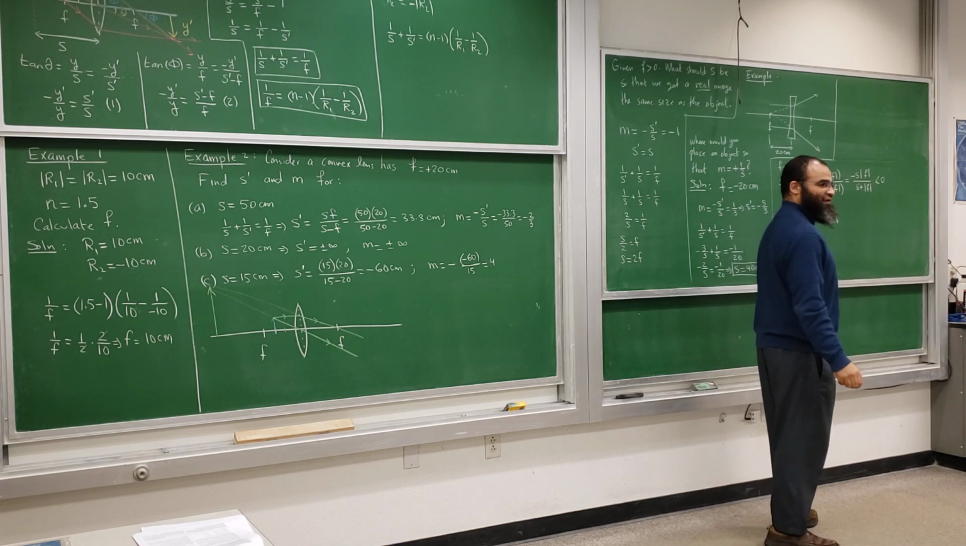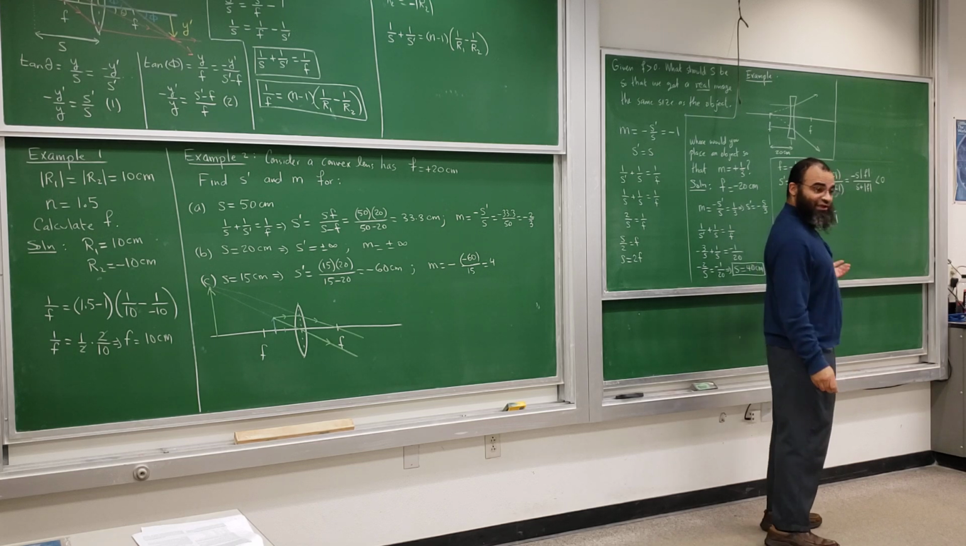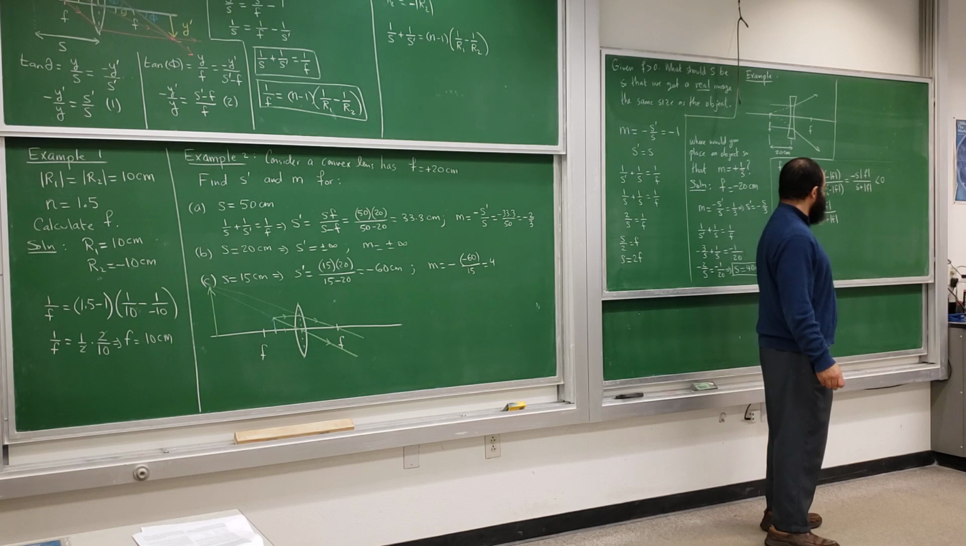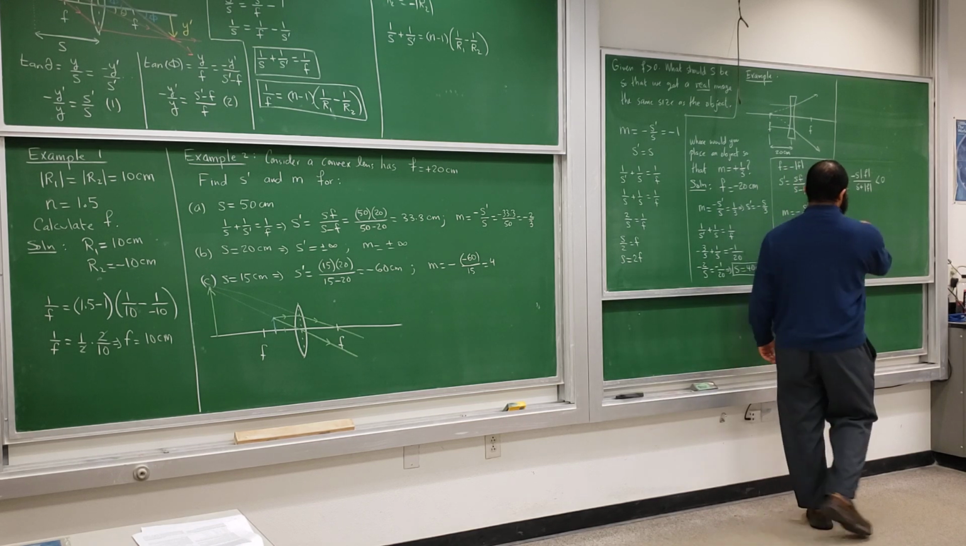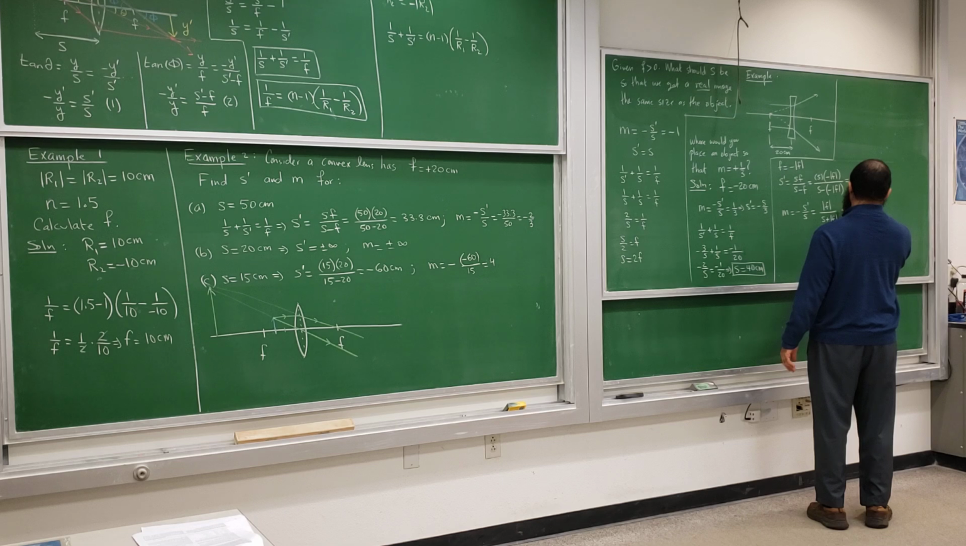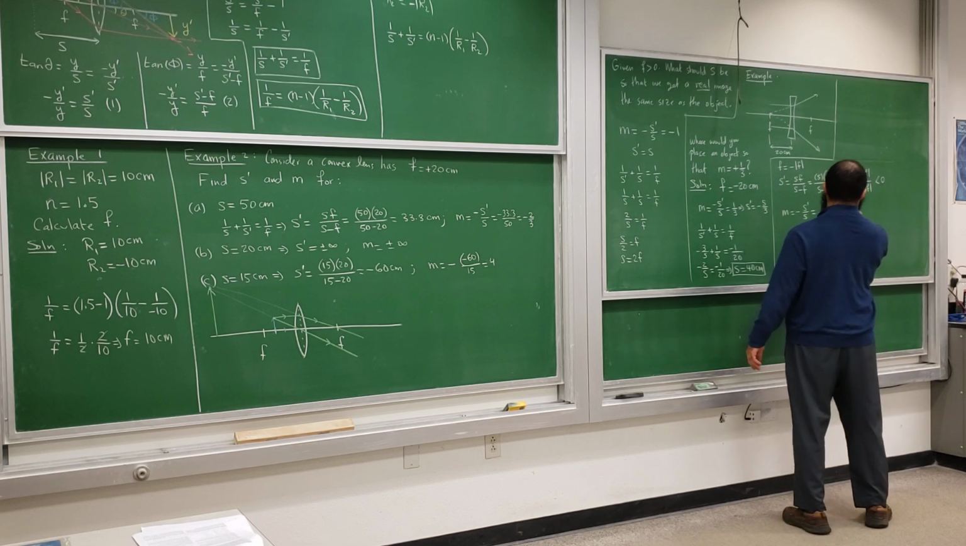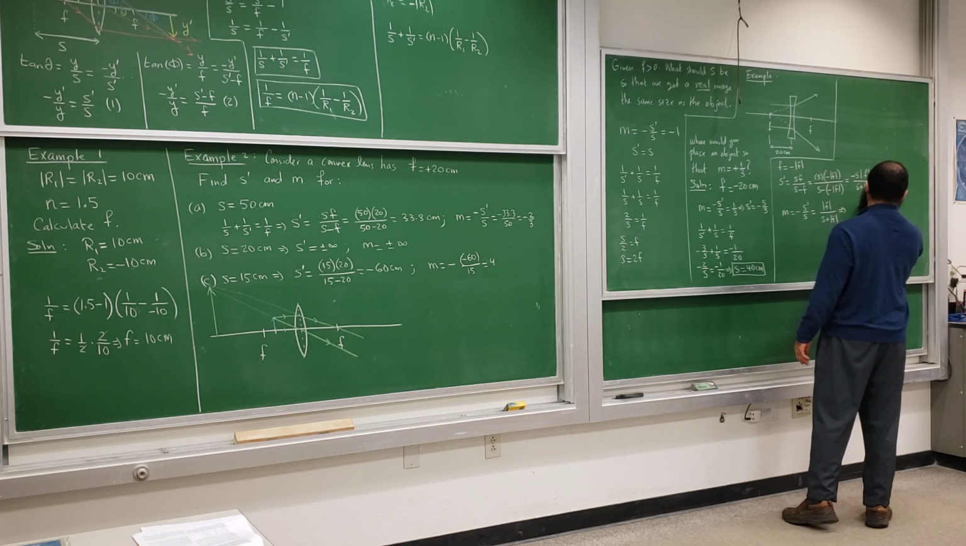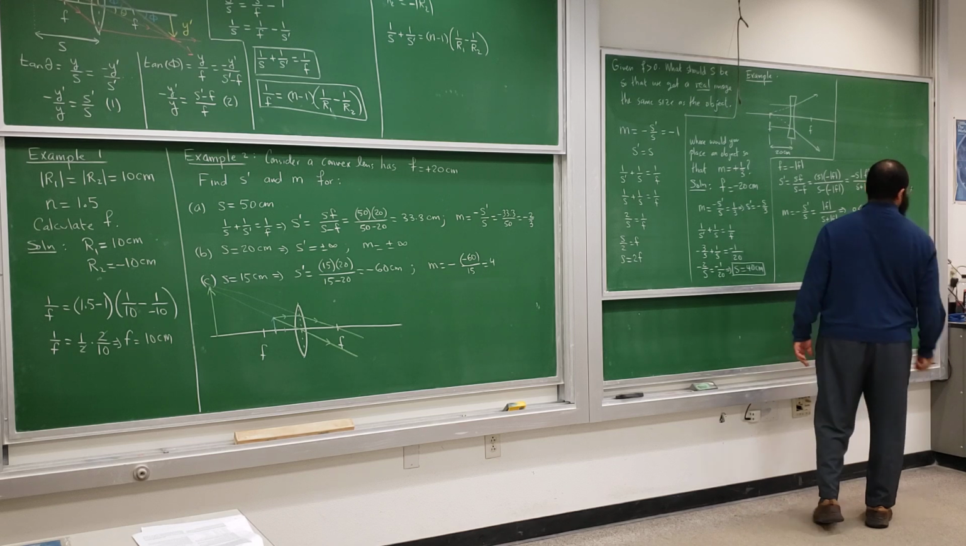Is this positive? Yes, it is, right? It's positive. So the magnification is always positive, so that means it's upright. Is it larger or smaller? Is this more than 1 or less than 1? Less than 1. You have a number divided by that same number plus something, and that something is positive. So that means the magnification is more than 0, but it's less than 1, okay?